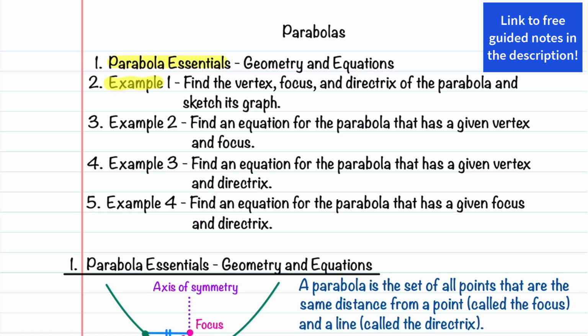We'll start with an example that shows how to find the vertex, focus, and directrix of a parabola, and then sketch its graph. We'll then look at examples where we're given specific information like the vertex and focus, the vertex and directrix, or the focus and directrix, and use that to write the equation of the parabola. Let's get started.